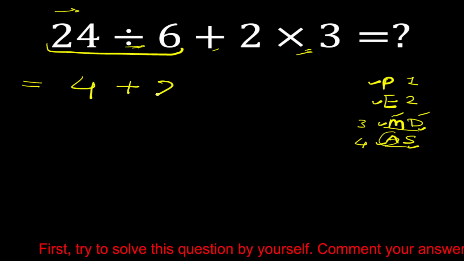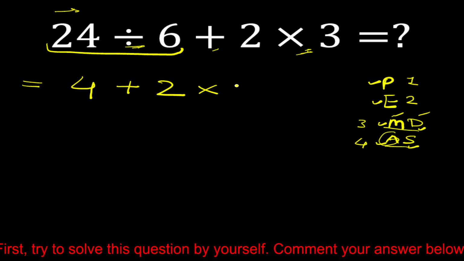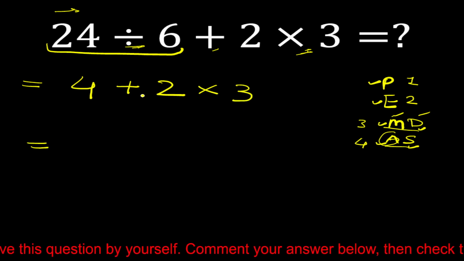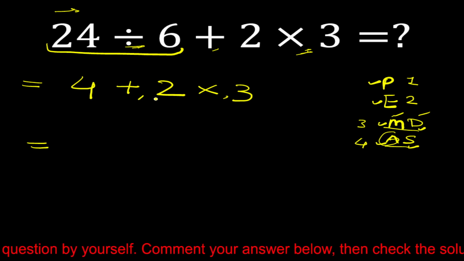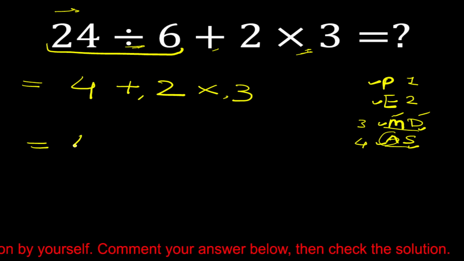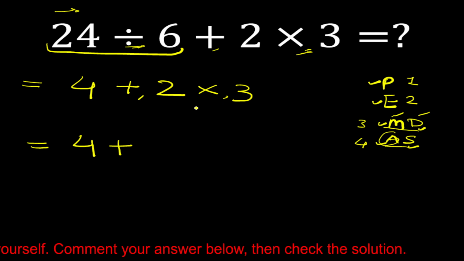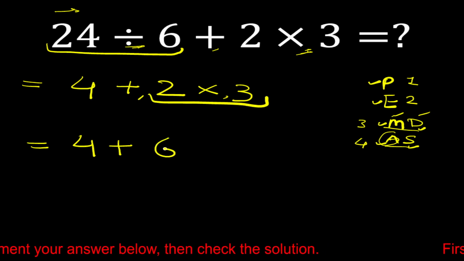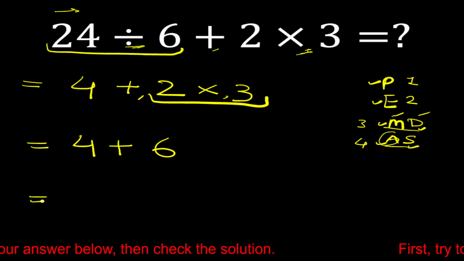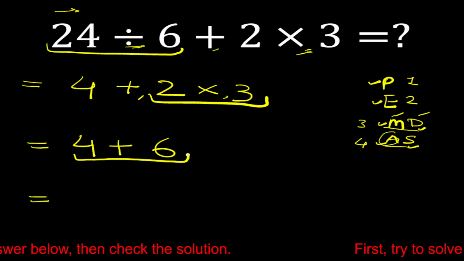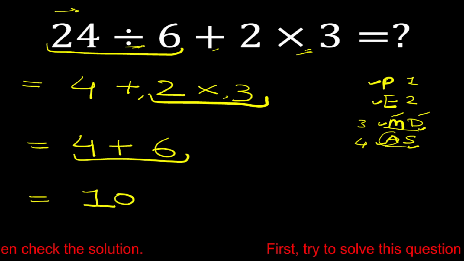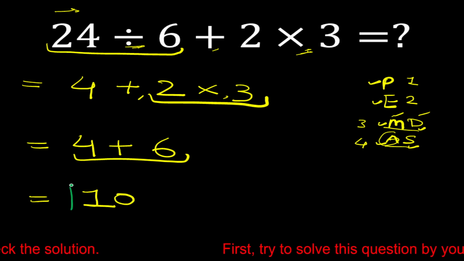plus 2 multiply 3 is equal to, here is one addition and here is one multiplication. So 4 plus 2 multiply 3 is equal to 4 plus 6, which is equal to 10. So the correct answer is 10.